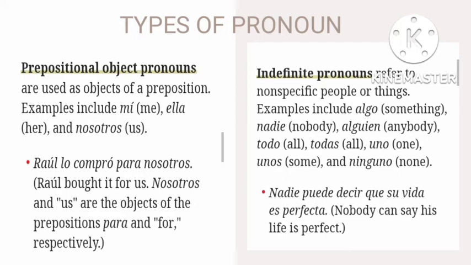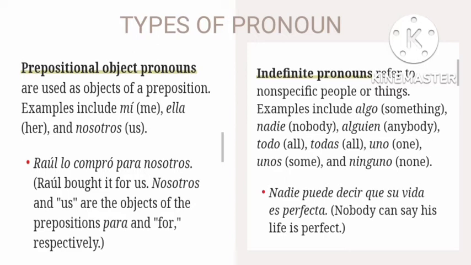The fifth type of pronoun is the prepositional object pronouns. Prepositional object pronouns are used as objects of a preposition. For example, "Raúl lo compró para nosotros." Raúl bought it for us. Nosotros and us are the objects of the prepositions para and for, respectively.